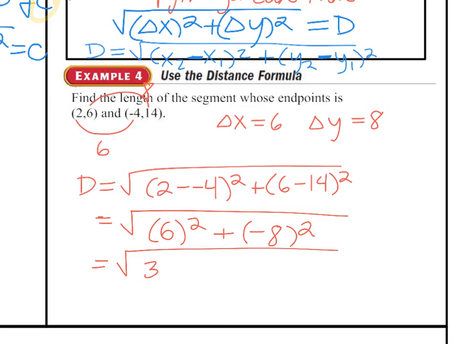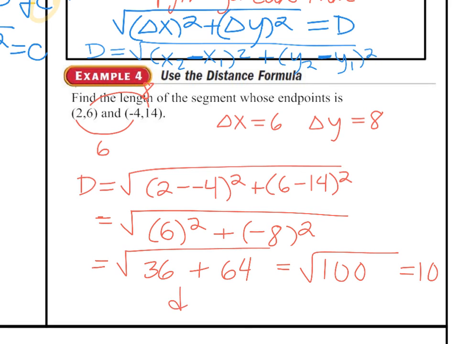So 36 plus 64, positive. If I add those two numbers up, what do I get? 100. So the square root of 100? 10. So the distance equals 10.